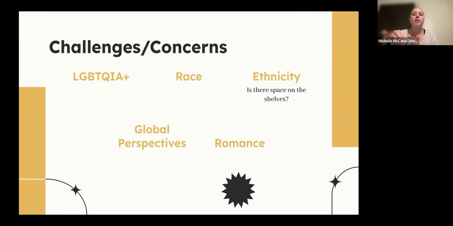I included romance in here specifically because of the new law that came effective November 1st about pornographic materials, and how even just those childhood romances can kind of be twisted and have to be looked at.